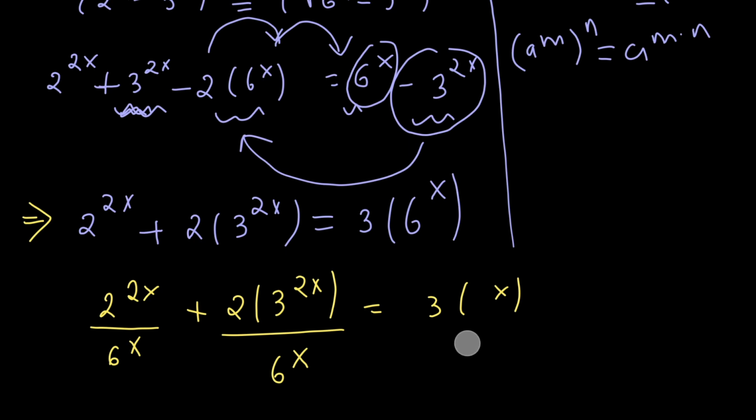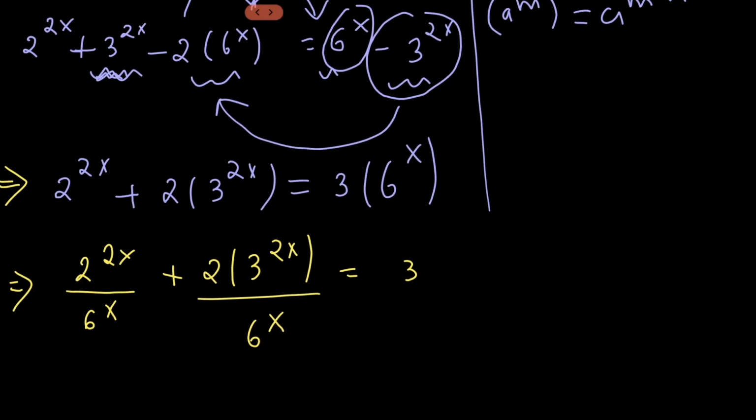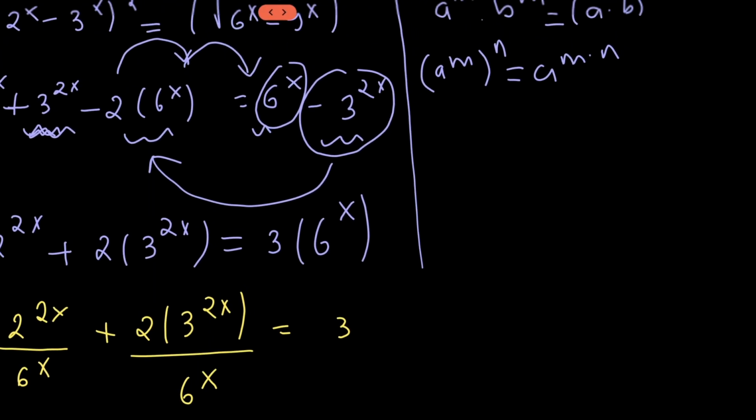So on the right hand side we can see only 3 will remain, as 6 to the power x can be simply cancelled out. Okay, now let us simplify the left hand side. So on the left hand side, first of all, recall this exponential rule that we have written over here.